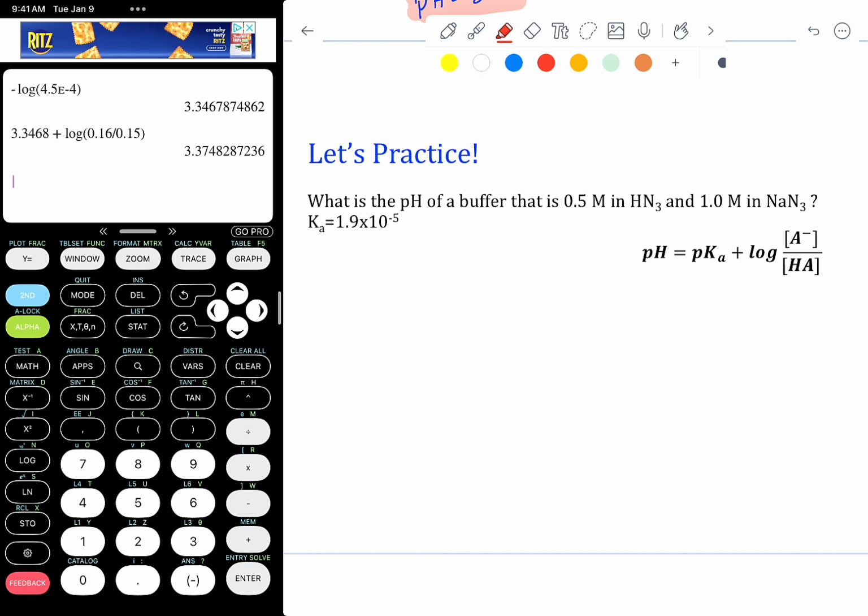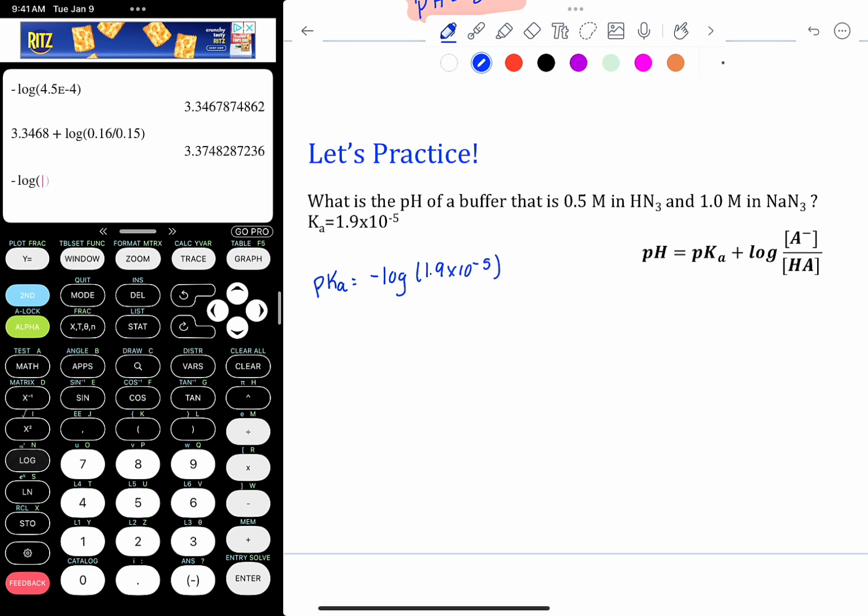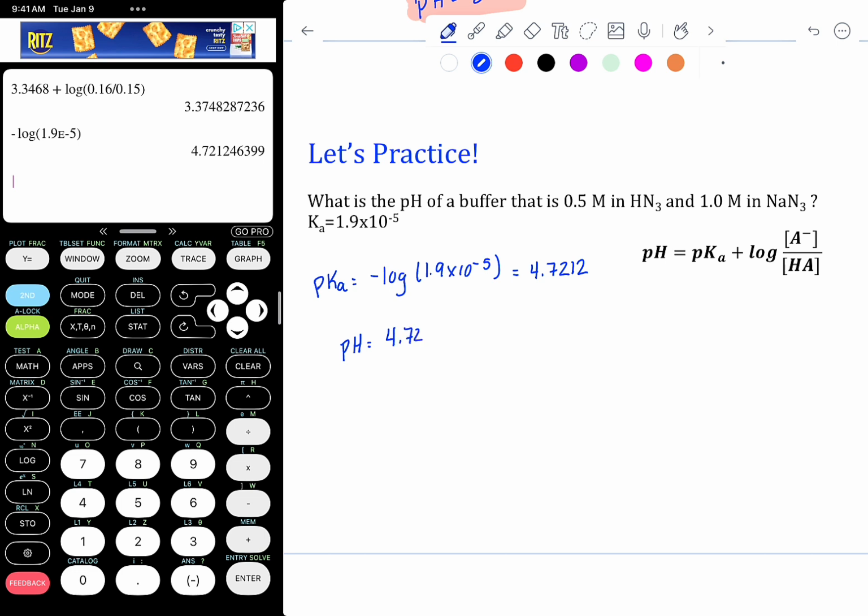Okay, let's solve this problem together. We're going to set it up just like we did before. So before we plug in, let's solve for our pKa, negative log of our Ka value, 1.9 times 10 to the minus 5. So our pKa is going to be 4.7212. Add a few extra decimal places there. So then our pH is going to be equal to that pKa, 4.7212. That's a 2, not a z.